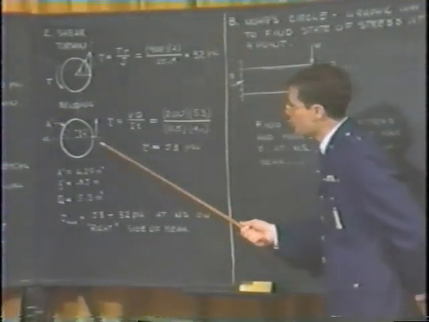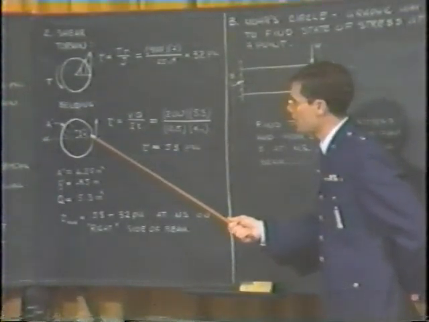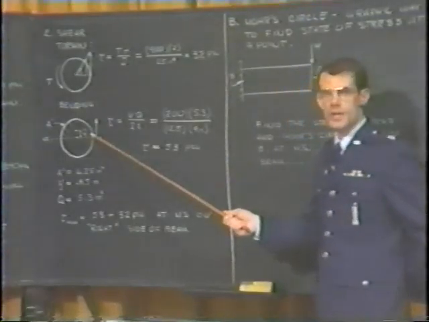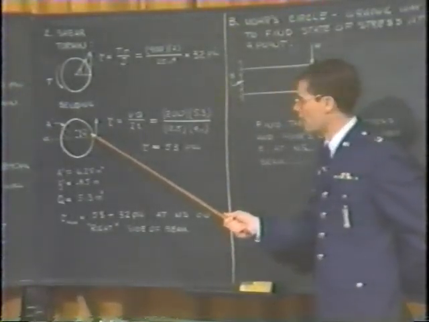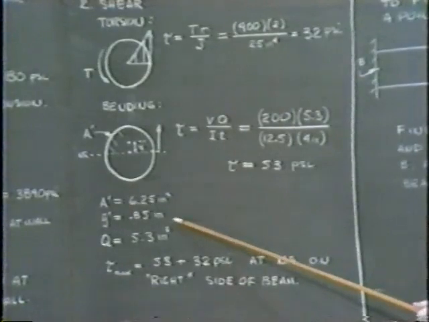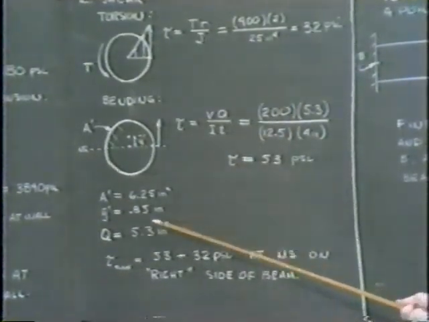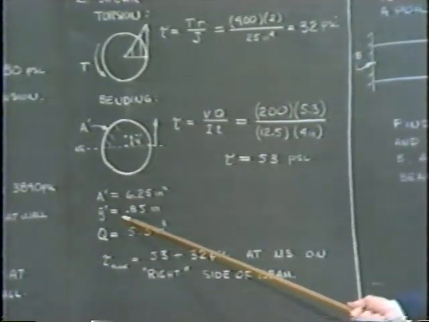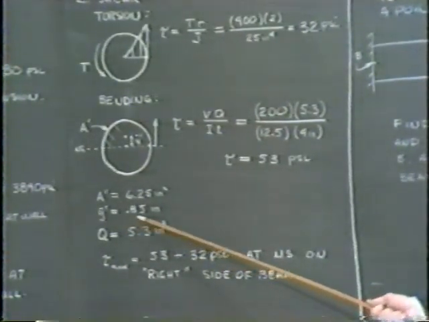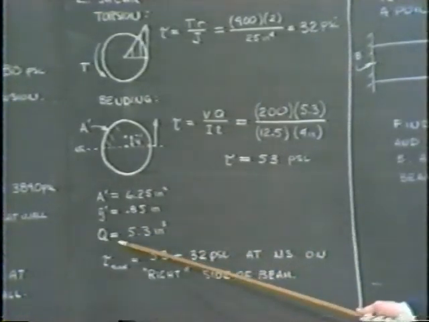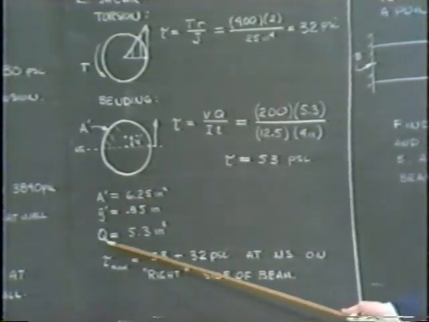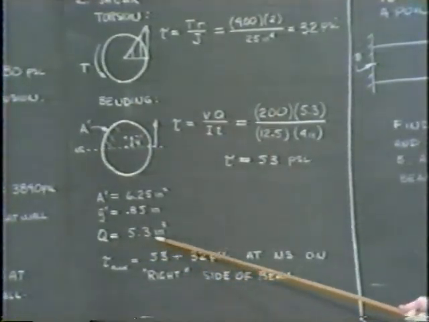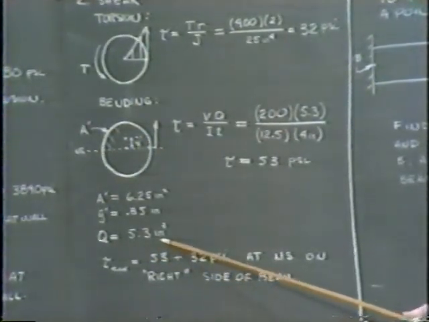The distance from the neutral surface to the centroid of that area, I've labeled Y bar prime. Many textbooks use the same symbol, others may vary. Y bar prime, I'd have to look up in the back of a textbook under various properties. It's given to me as a formula, but in this case I find it's 0.85 inches. Okay. Q is the product of these two quantities. It turns out to be 5.3 inches cubed is the appropriate units.